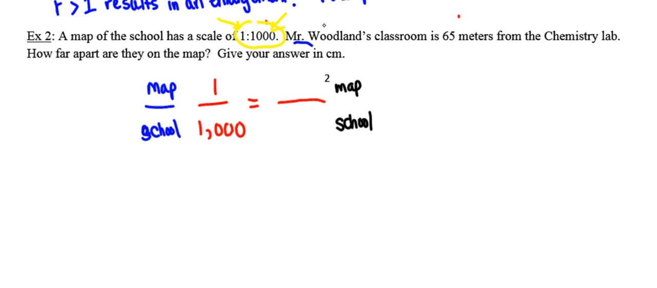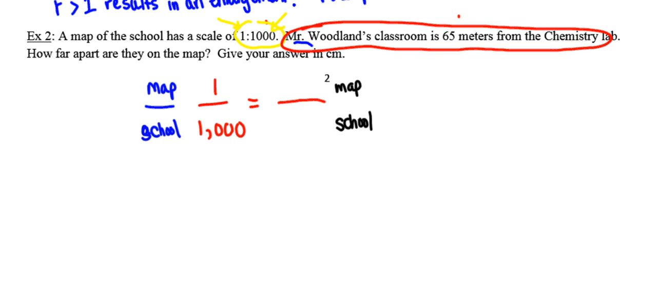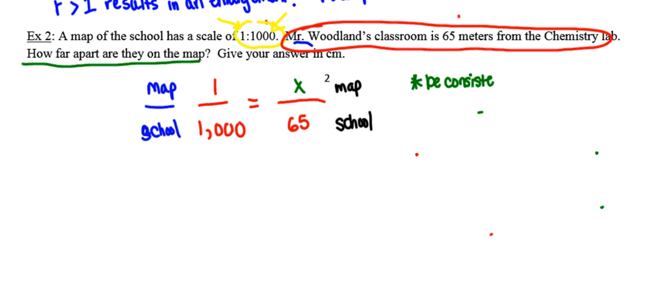So what I'm given here is Mr. Woodland's distance from the chem lab in the actual school. Since that's the distance in the school, that's going to go in the denominator of my fraction. How far apart they are on the map is my numerator. So a big key idea here is whenever you're setting up proportions, be consistent. Whatever you do in the first ratio, make sure you do exactly the same in the second ratio. And then I'm sure you remember from middle school that the easiest way to solve this is going to be to go ahead and to cross multiply.